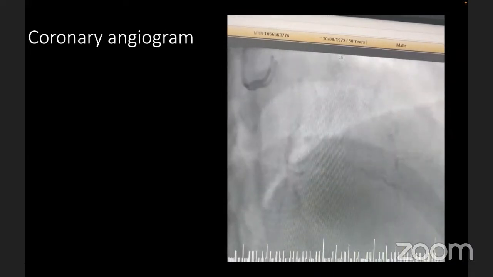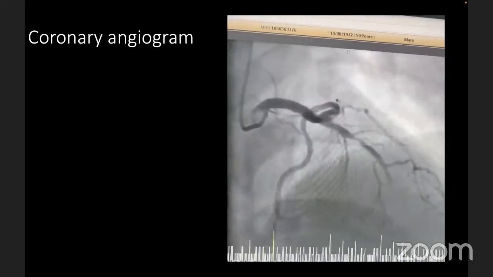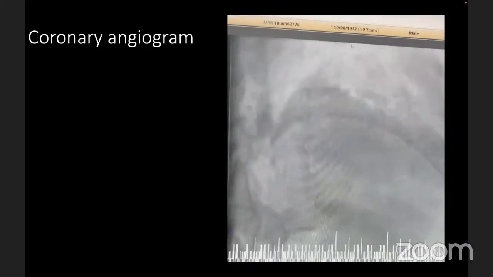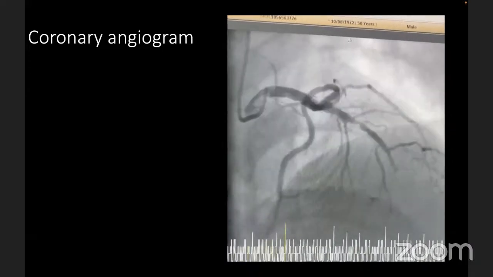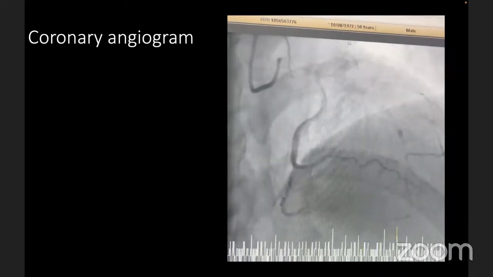This one, this is the CTO in the mid LAD. I see it now in this view. And the LAD looks diffuse, but I don't see any significant calcification in his coronary artery from here.